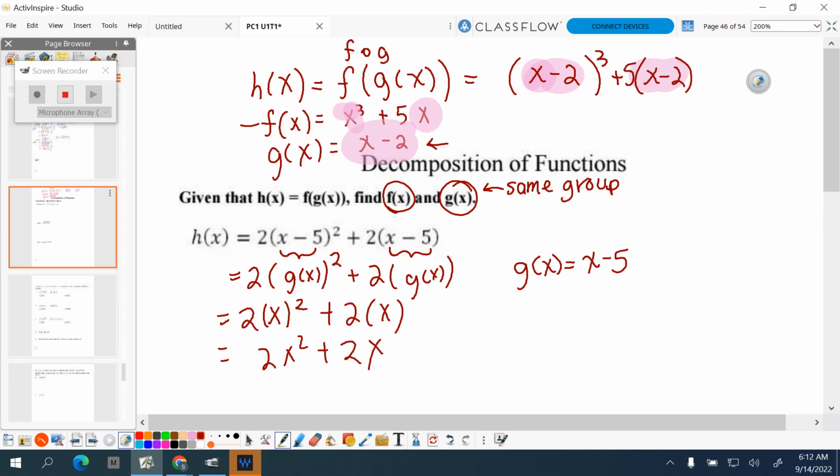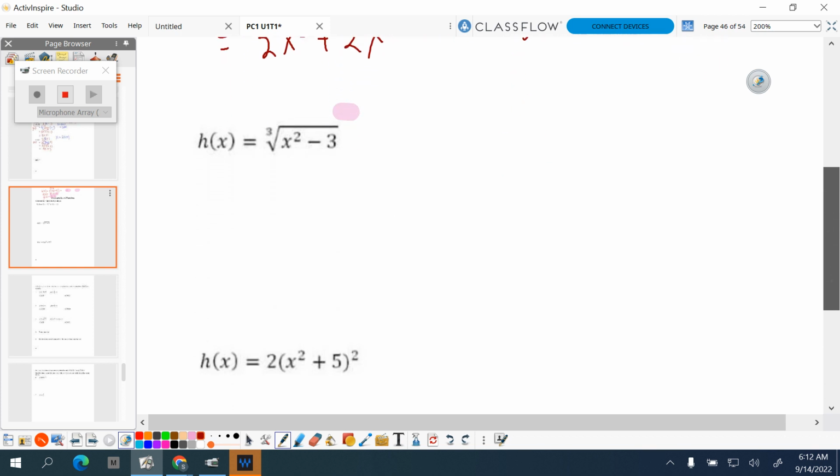So let's look at the directions here. It's given that h of x equals f of g of x. Find f of x and g of x. So f of x would be 2x squared plus 2x. And it works out, guys. It works out. A little fancy magic there, a little algebraic skill there.